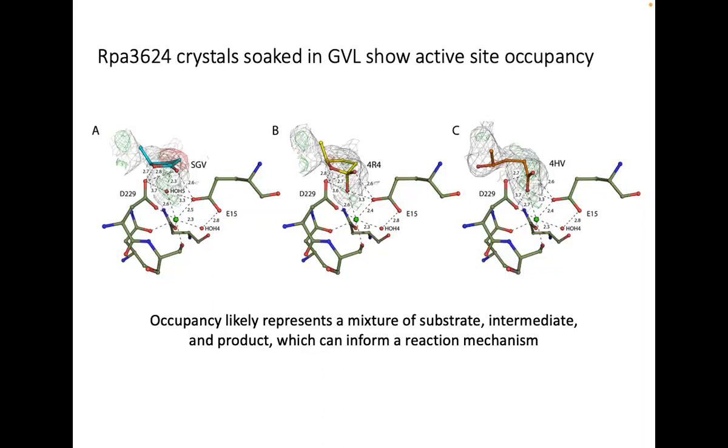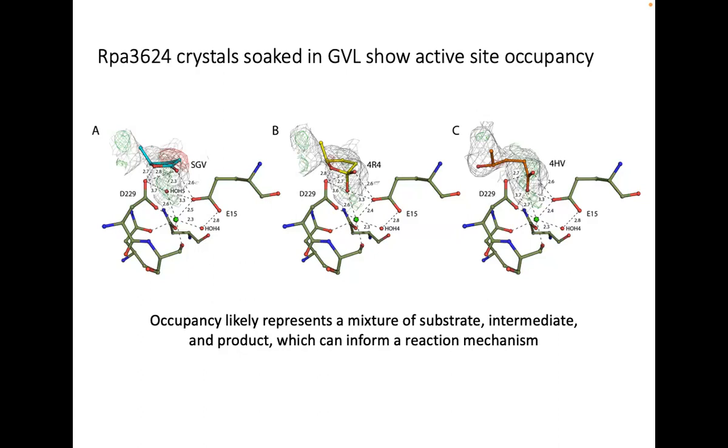What we do see is in our crystals soaked with GVL, we see electron density in the active site right next to that calcium, which is shown by these meshes in these figures. This density doesn't match great with GVL by itself or the product by itself, or even a predicted tetrahedral reaction intermediate by itself. So what we think is happening here is the enzyme is actually undergoing catalysis to some degree in the crystals. So we have a mixture of all three of these different things in our crystal, which is leading to this more amorphous electron density that we see in the active site.